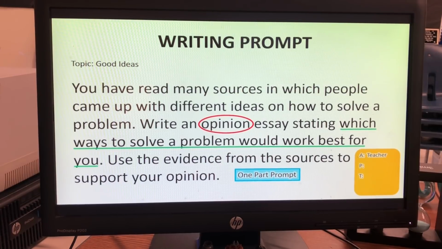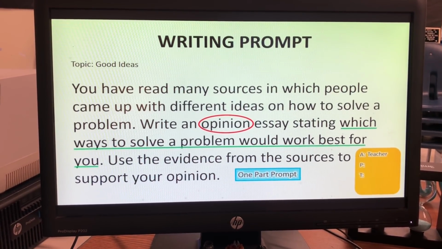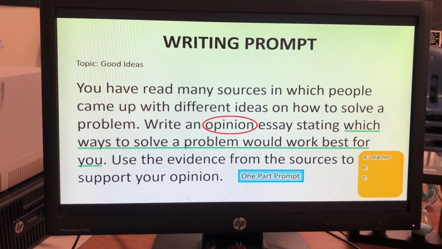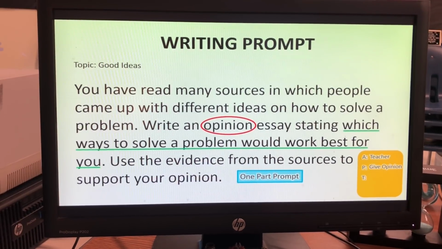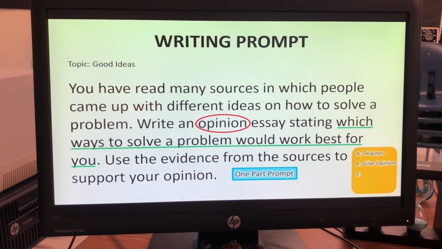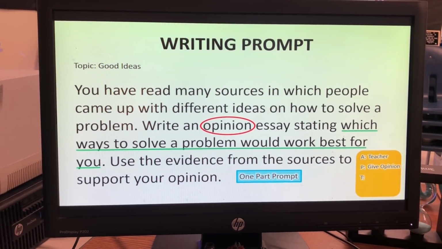And then we look for the purpose. The purpose is directly connected to my essay keyword or type of essay. In this case, I circled opinion. So my purpose is to give my opinion. And then the T stands for task, which goes along with topic. So the task is related to what I underlined.